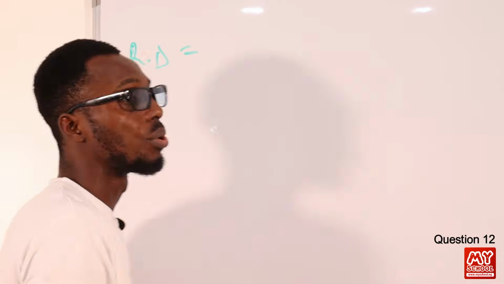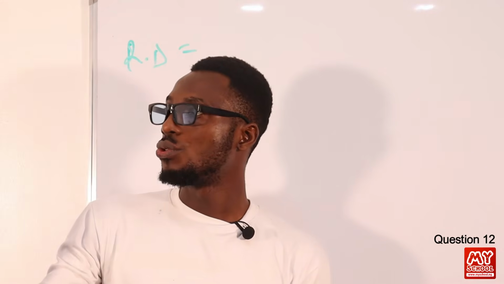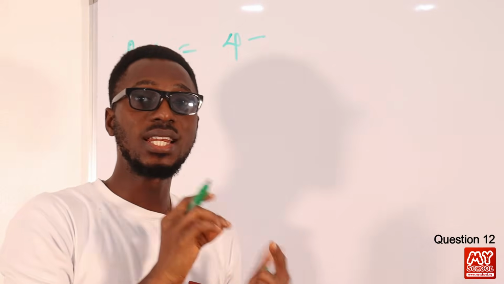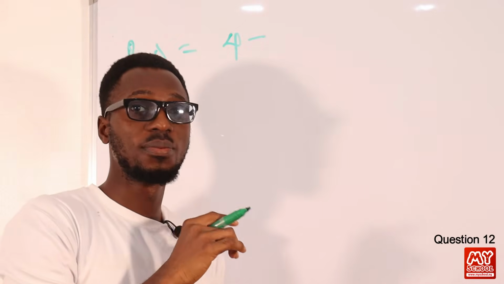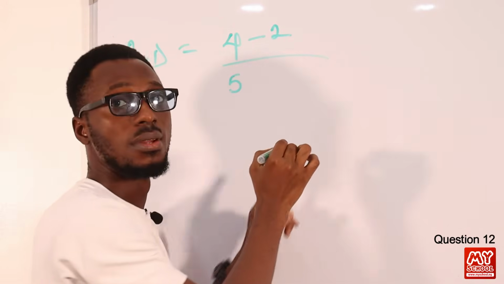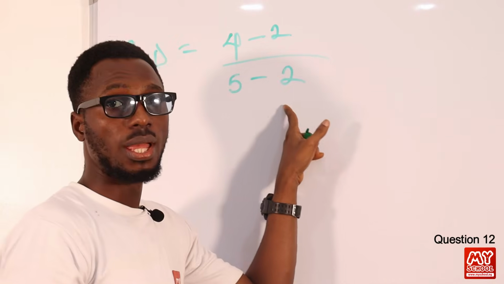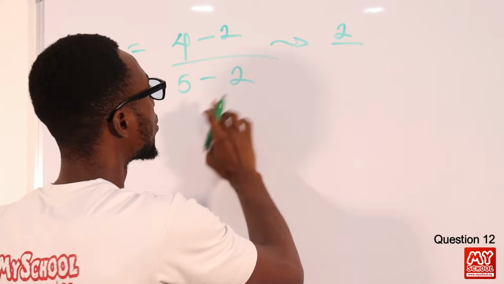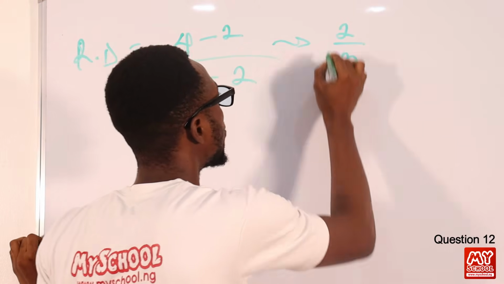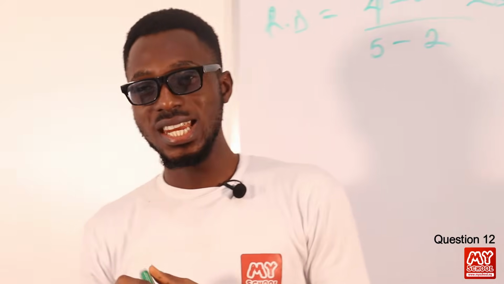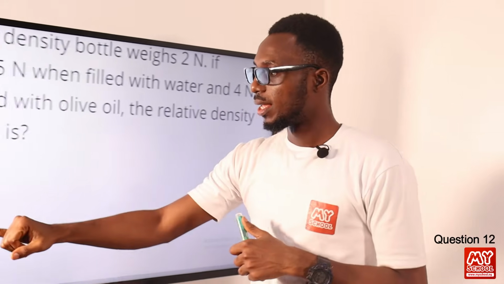Very easy. When it was filled with olive oil, it weighs 4 newtons, minus when the density bottle was empty, and that is 2. Then when we filled it with water, it weighed 5 minus 2 when empty. So I have 4 minus 2, that is 2, over 5 minus 2, that is 3. So we have 2 over 3. Let's go back to the screen. Select 2 over 3. So option B is the right option.